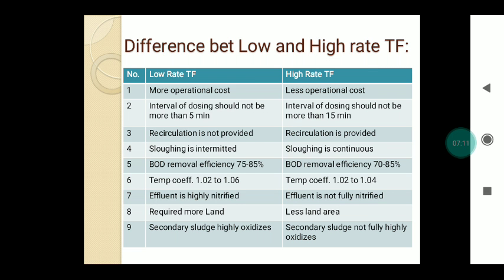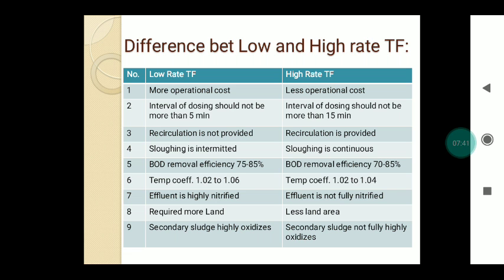Okay, the next point is the difference between low rate and high rate trickling filter. It's very important to distinguish between the low rate and high rate trickling filter. First, in a low rate trickling filter, the operational cost is much more as compared to the high rate trickling filter. The second point in a low rate is the interval of dosing. The interval of dosing should not be more than 5 minutes, but in a high rate trickling filter it should not be more than 15 minutes.